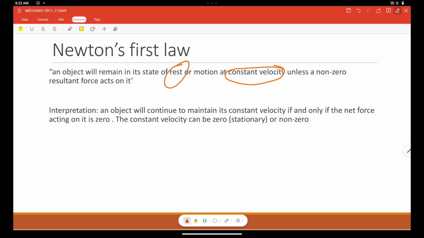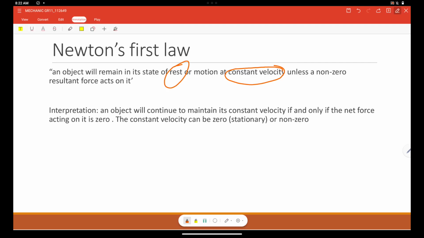If you were to interpret this in simple layman terms, what it means is an object will continue to maintain its constant velocity. That constant velocity could be a zero velocity or a non-zero velocity. This will happen if and only if the net force acting on the object is zero.